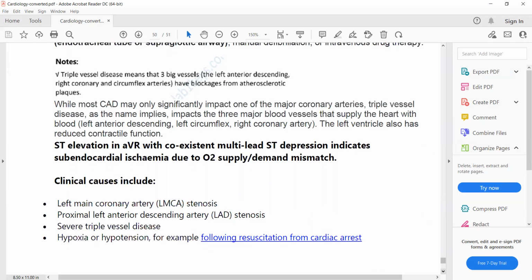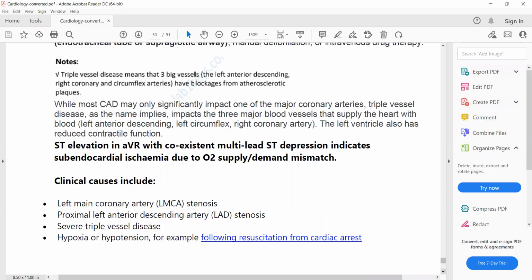And now some points about triple vessel disease. Triple vessel disease means, as the name implies, three major blood vessels that supply the heart, which are left anterior descending artery, left circumflex artery, and right coronary artery. If these three major coronary blood vessels are blocked, then this is known as triple vessel disease. Which three vessels? Left anterior descending, left circumflex, and right coronary artery.